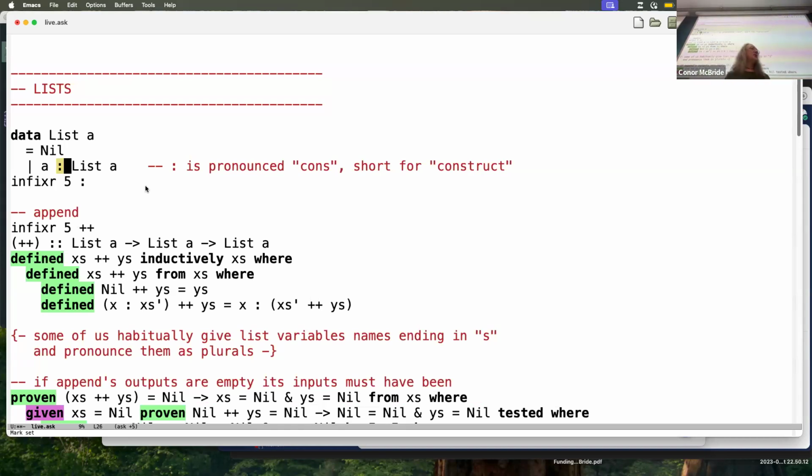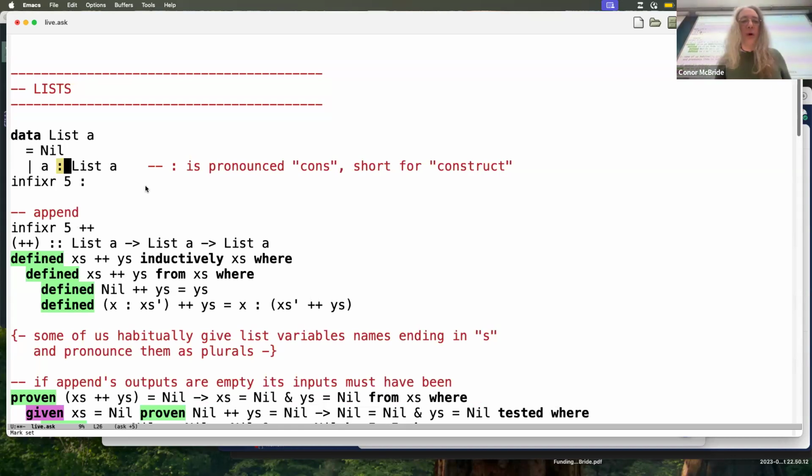But yes, the other thing is that this operator made from a single colon is pronounced cons, which is short for construct. And there is a rumor that my father named me after this operator. It's Connor, short for constructor. Actually, that's a complete lie, but never mind. Actually, it's not a complete lie, I fear to say.